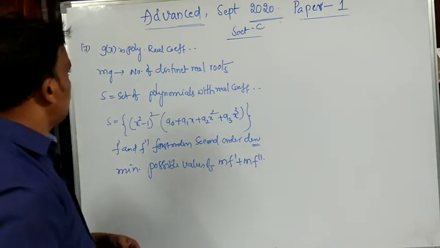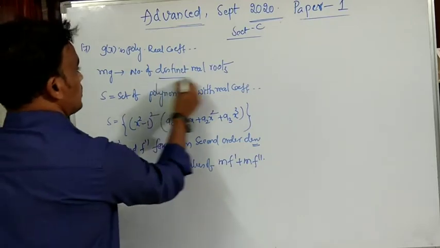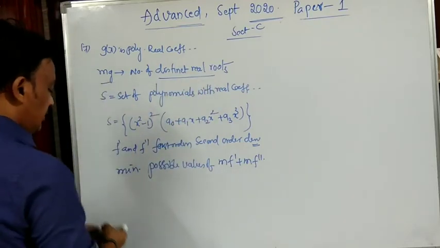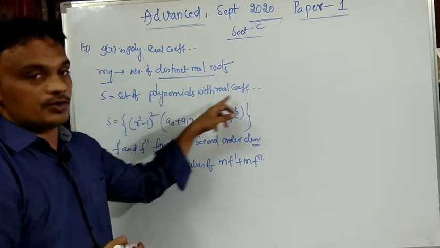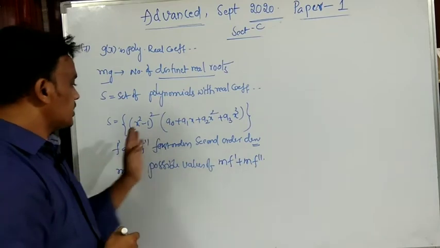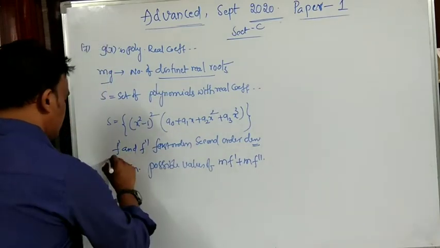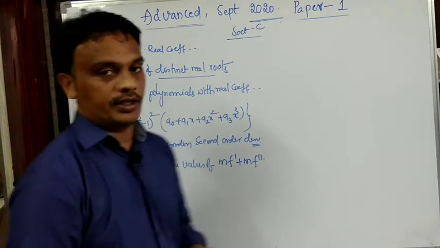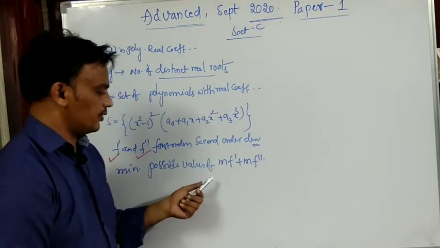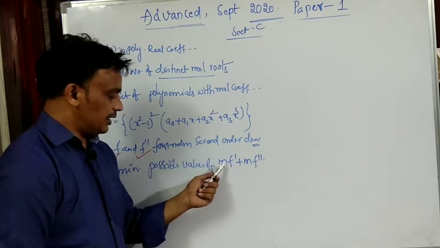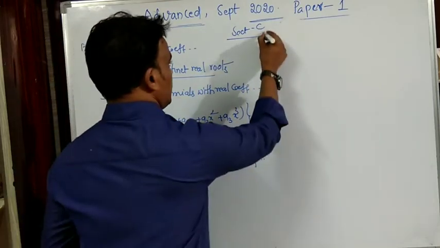g of x is a polynomial with real coefficients, and m_g denotes the number of distinct real roots. They take the set of polynomials with real coefficients, and of those one function is given: x squared minus 1 whole squared times (a0 + a1x + a2x squared + a3x cube). They have given f dash and f double dash as the first-order and second-order derivatives of that. Then the final question is: what is the minimum possible value of m of f dash plus m of f double dash? Okay, yes, come on, take the function.